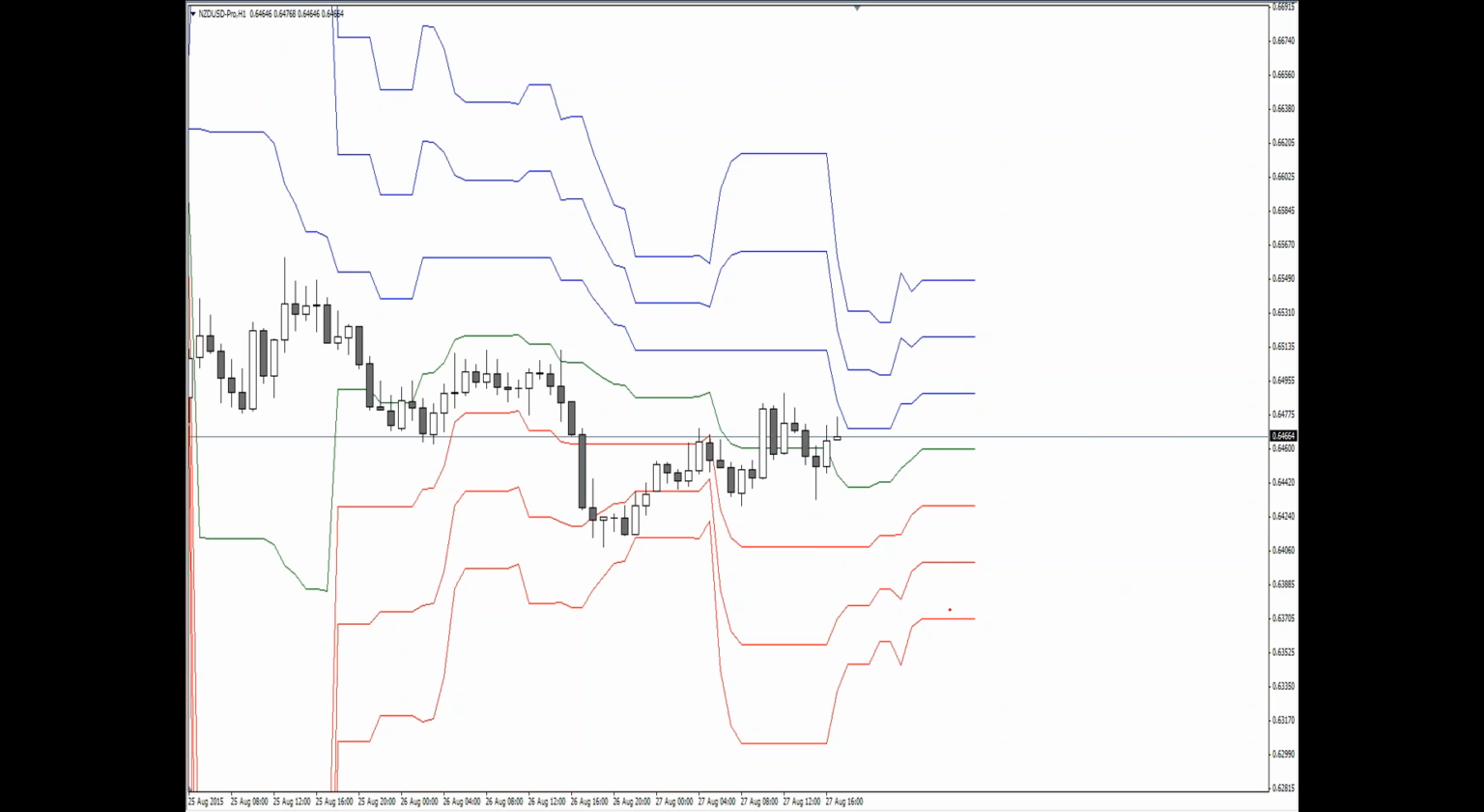Okay. So this is one of the components of some systems, and actually this is useful for traders who are trading counter trend trades. Okay, counter trend trades.